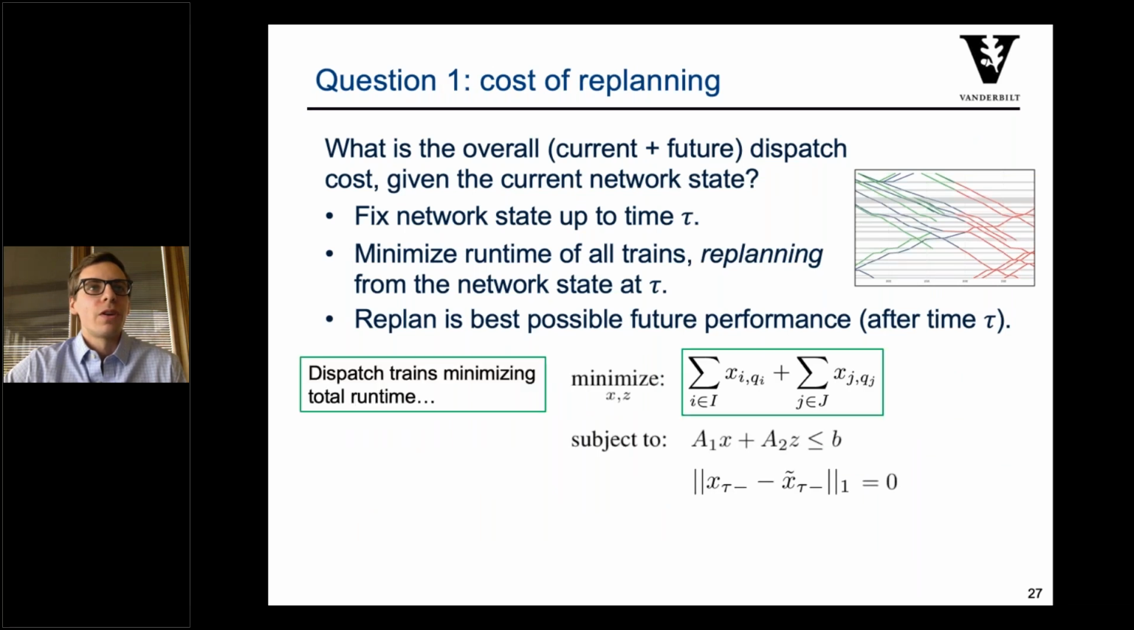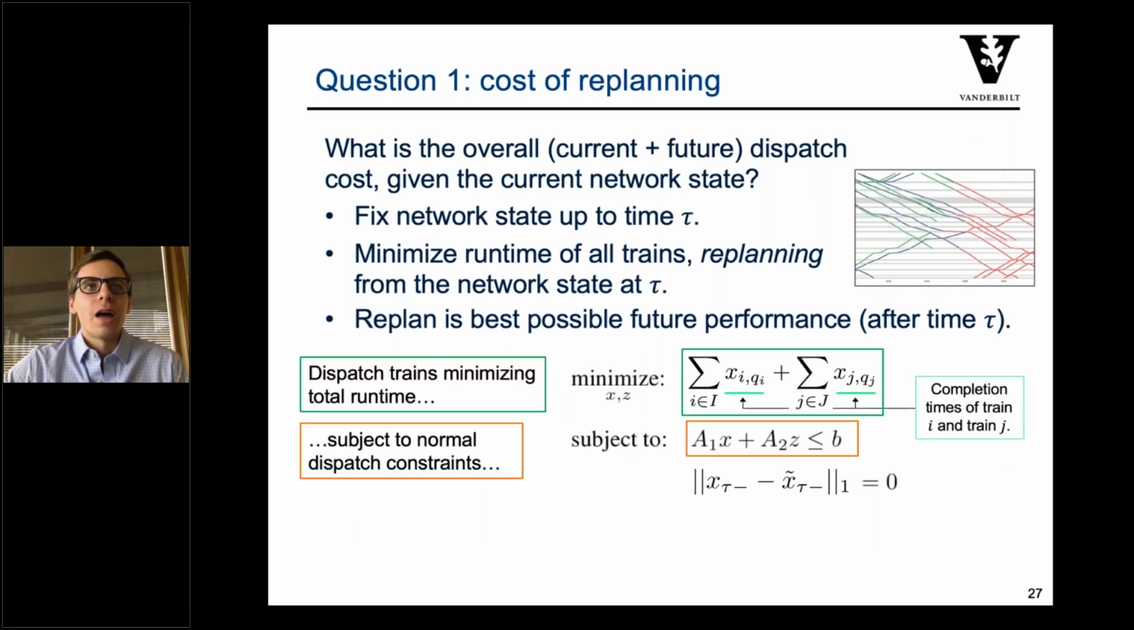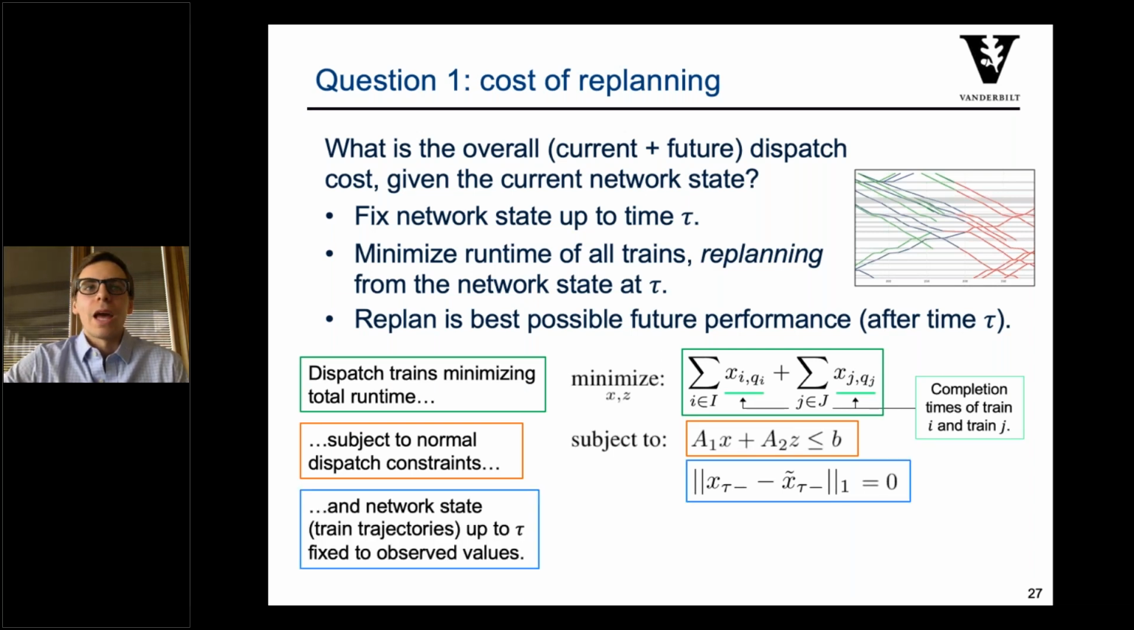But just to very quickly walk through a little bit of the math here, this is essentially the dispatch optimization problem, except we add an additional constraint into the mix here, which is that we fix all of the timing data to its empirical values up to time tau. In this case, we denote that tau minus. So for all those points up to time tau, we set the difference between the optimization variables and the empirical values equal to 0. And by solving the remainder of the problem after time tau, this is the optimal replanning problem.